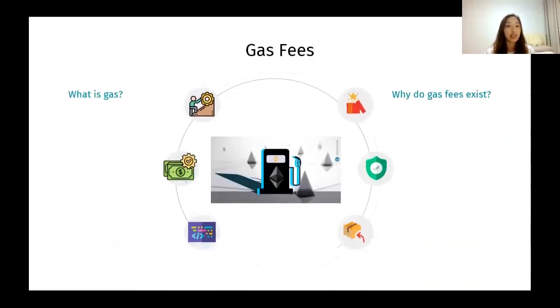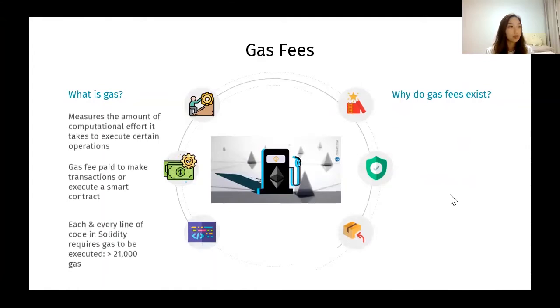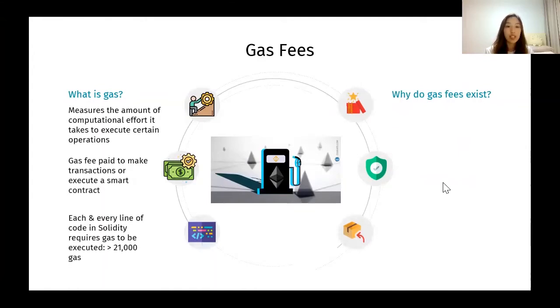And next we have gas. So let's revisit this, which I mentioned under block structure just now. So gas is a unit that measures the amount of computational effort that it will take to execute certain operations. So you must pay a gas fee in order to make a transaction or execute a smart contract on Ethereum. And regardless of the wallet you use, you will always need to pay for gas when executing transactions.